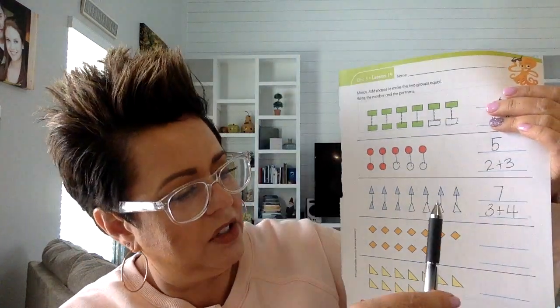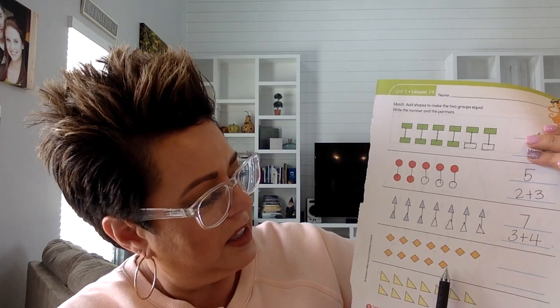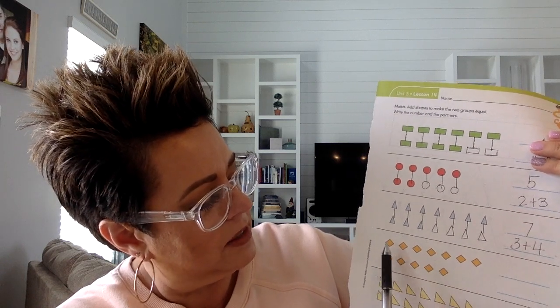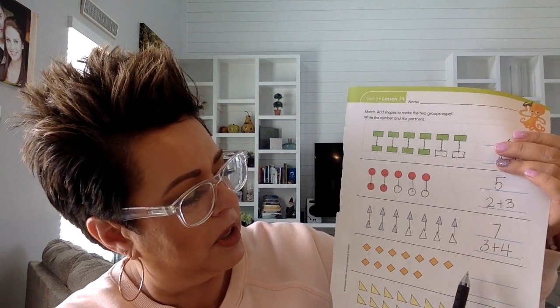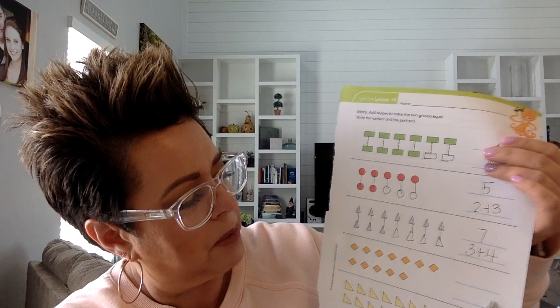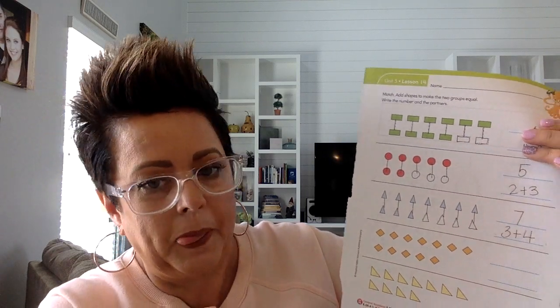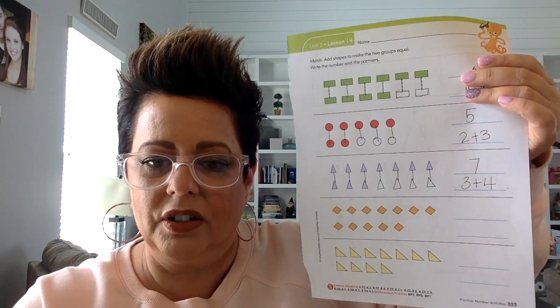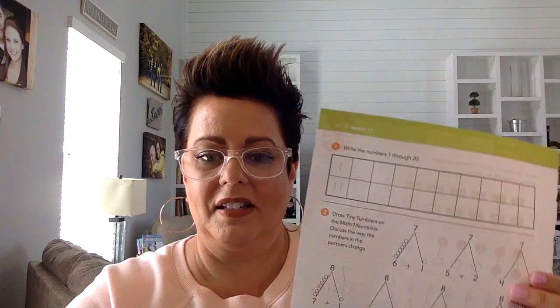So I want you to do the last two by yourself. First, you're going to count the diamonds, write the number. Then you're going to draw more diamonds, and you're going to draw your lines to make sure that you have the same number. And then you're going to write the number partners. Do the same for the triangles. While you're doing that, you can turn the video off. Okay, then we're going to go to the back side.